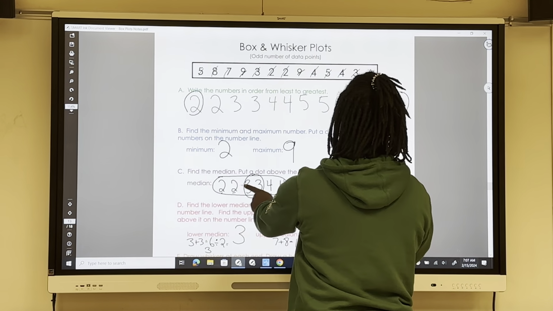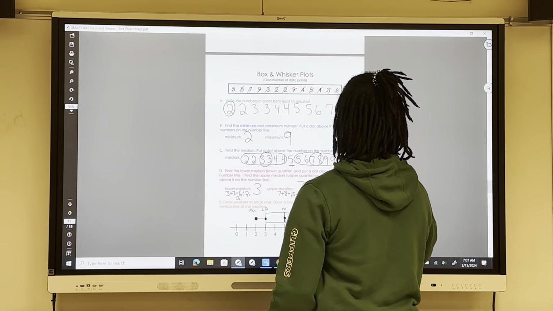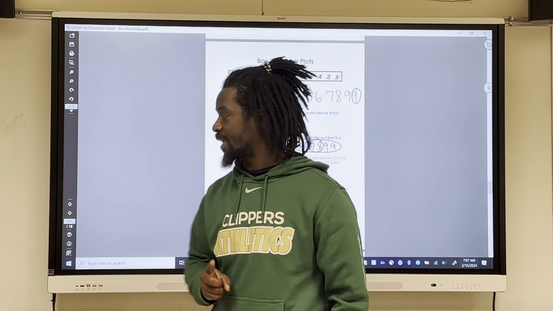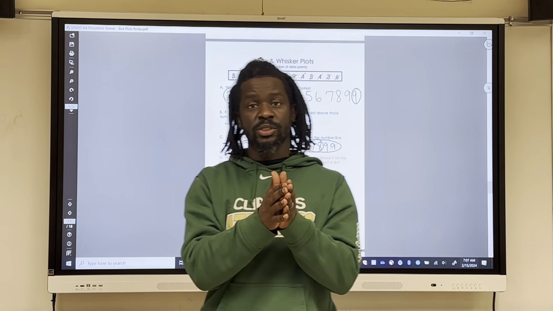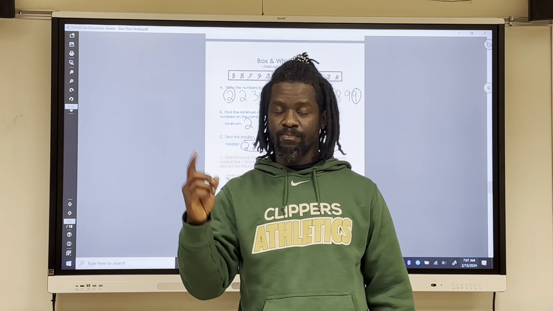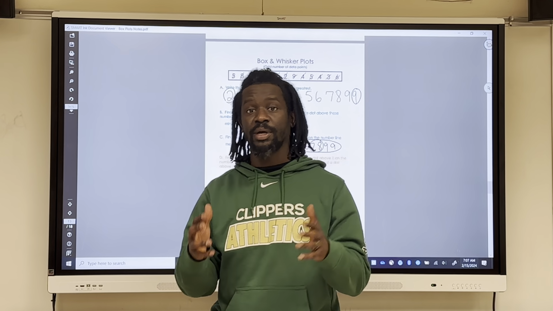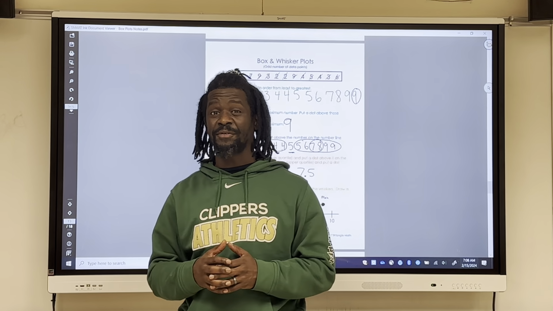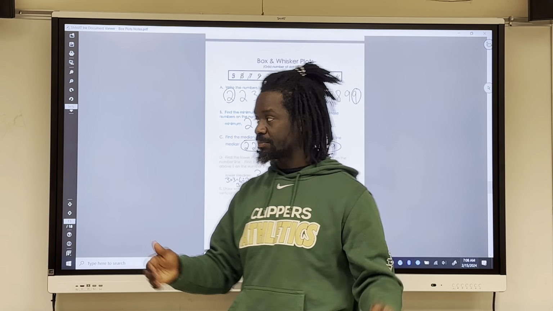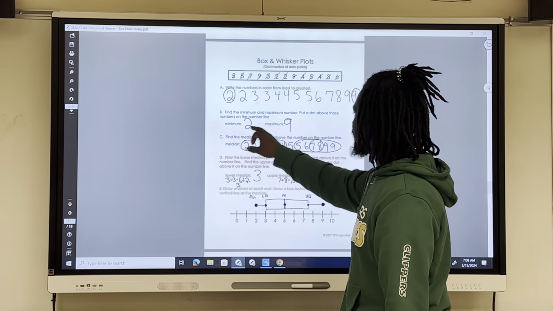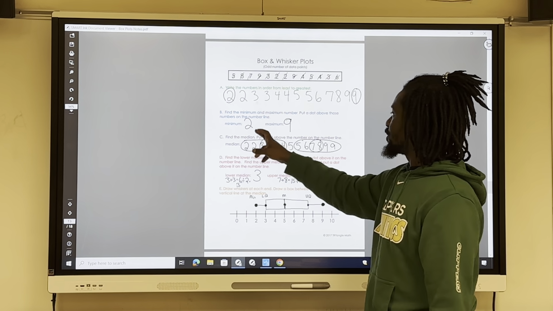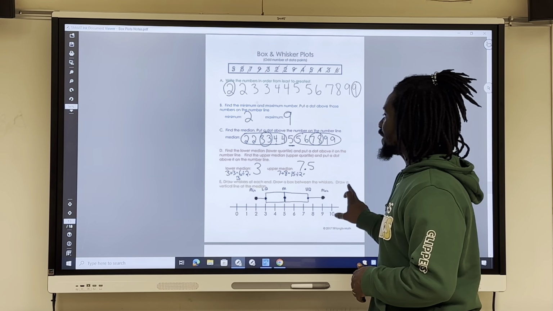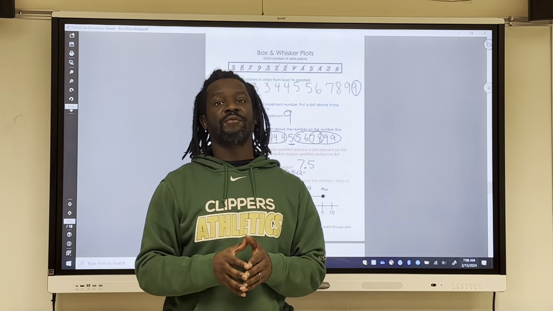When you are creating a box plot, there are 5 steps. The first step was we put the numbers in order from least to greatest. Once you have the numbers in order, you want to identify the minimum value and the maximum value. Here we've got our numbers in order, identified the minimum and the maximum, which is 2 and 9. After we do that, step 3 would be to find the median.